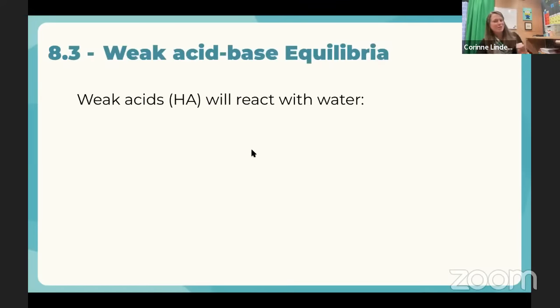All right, so weak acid-base equilibria. Weak acids, HA, are going to react with water, forming hydronium, H3O plus, and the conjugate base.